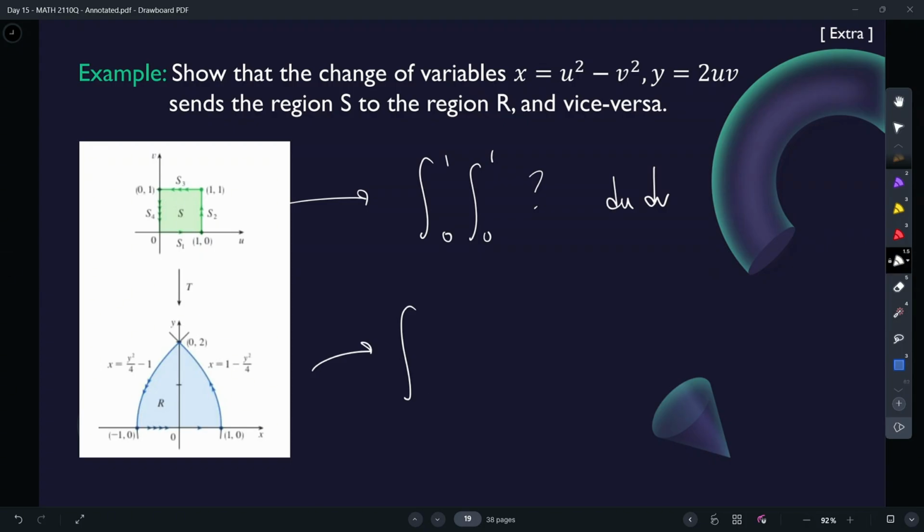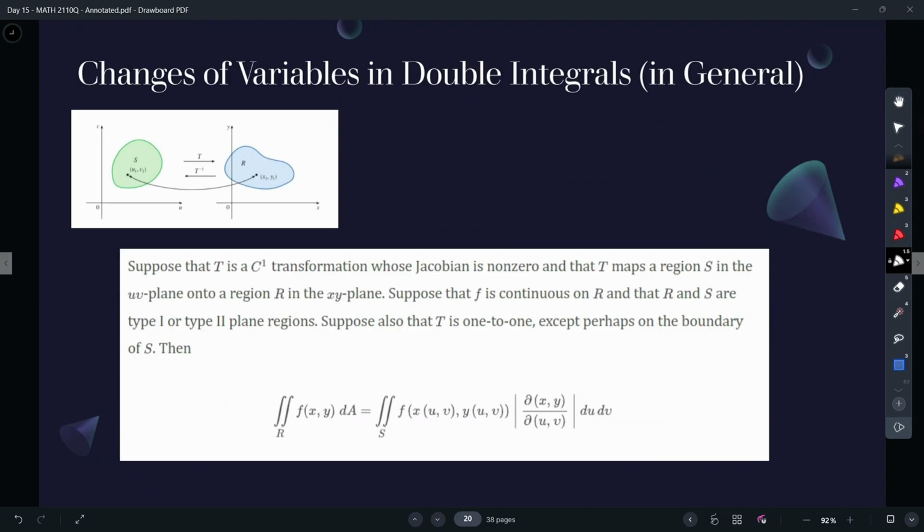So I want to go in y first, from 0 to 2. And then in x is going to go from y squared divided by 4 minus 1 to 1 minus y squared divided by 4. That's how I would set up those integrals. And one should transform to the other, except that I have to figure out what is the difference in areas so that I put the appropriate correction factor. But we'll see that in this case is a little bit trickier than just area. So what is the correction factor in general?